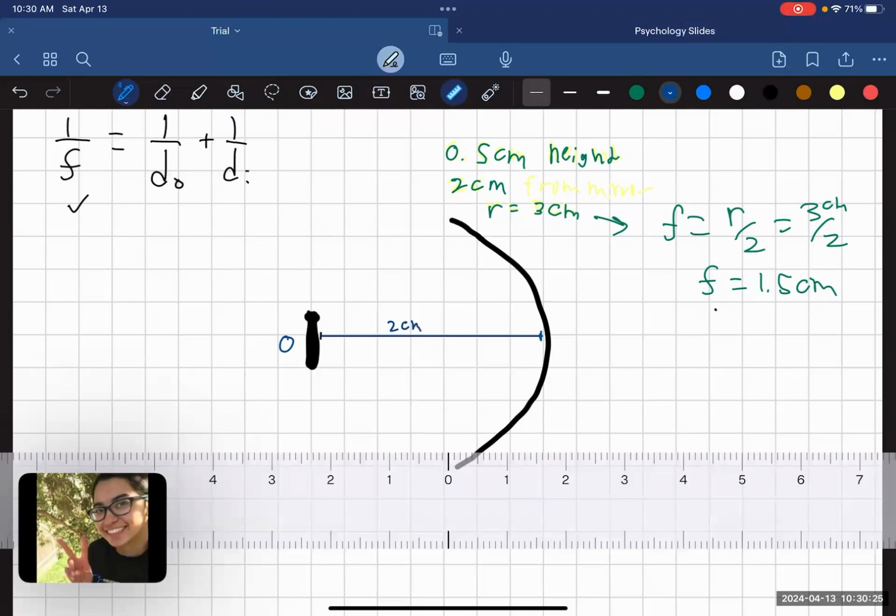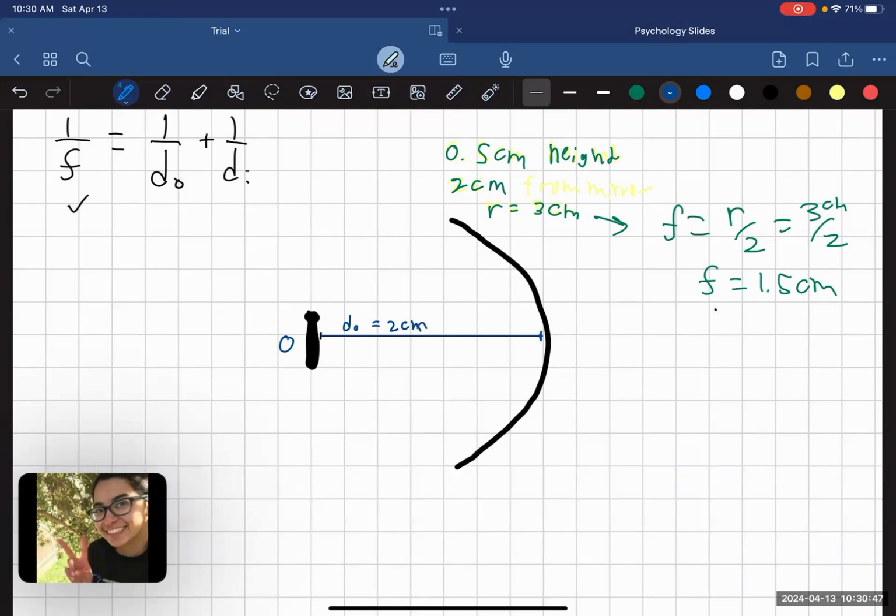Two centimeters. And I'm pretty sure this is your D naught. The knot always throws me off because that's what I'm used to, but it's actually object. So yes, that should be our D object. It's not D naught as an initial, it's the object. Okay, so we have that one and we have that one. So we can go ahead and calculate then.